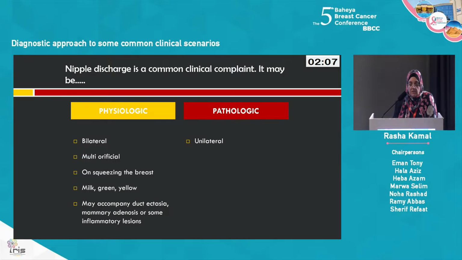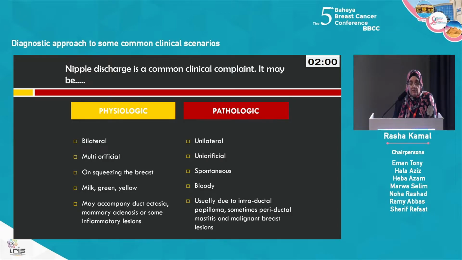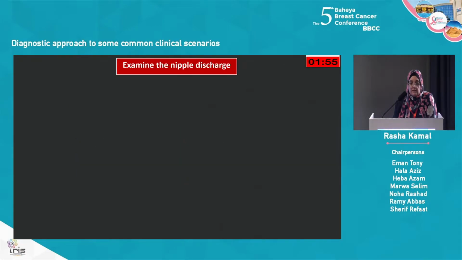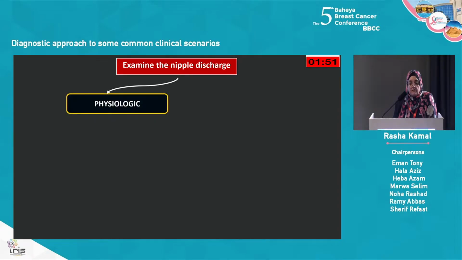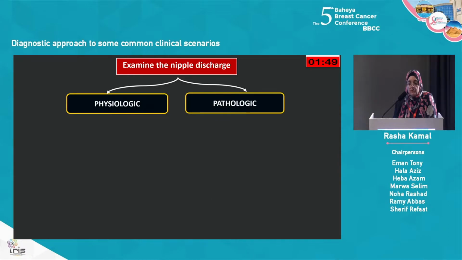Pathologic nipple discharge is usually unilateral, uni-orificial, spontaneous. It is usually bloody, and it accompanies intraductal papillomas, periductal mastitis, and some malignant breast lesions. So the first step when we have nipple discharge, we should examine the nipple discharge and decide whether it is physiologic or pathologic.